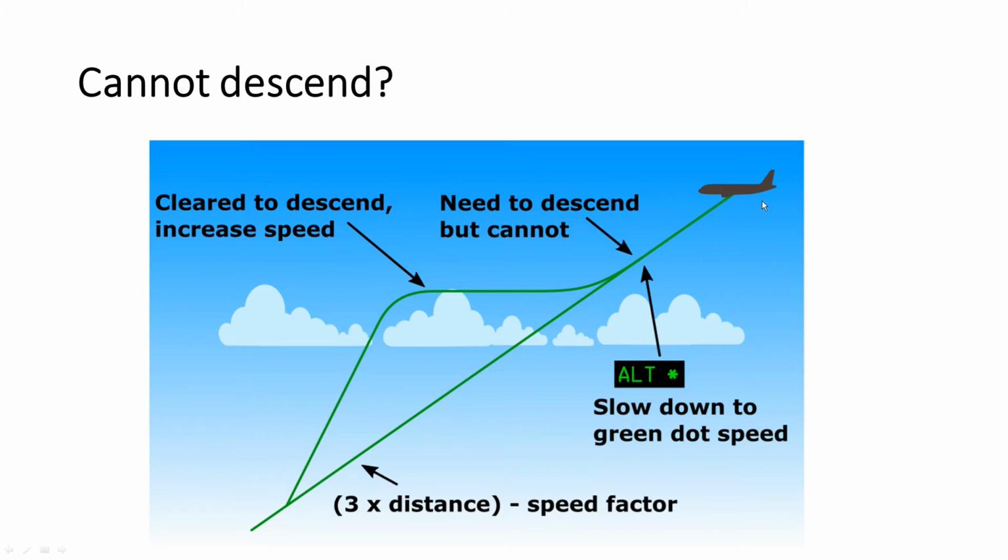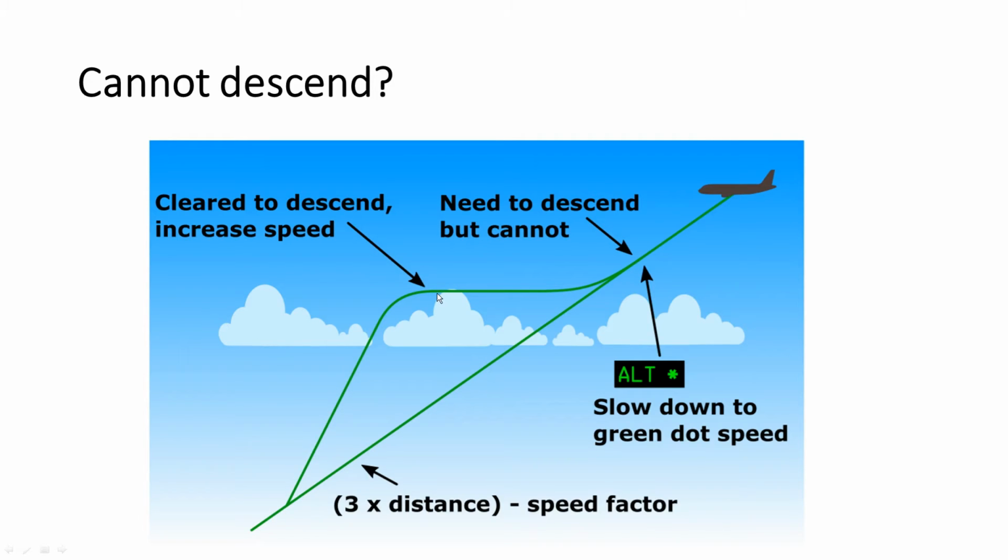Here's another picture. So here you're flying on profile. Once you go in ALT STAR, then that means that you need to descend, but you can't. And it could be several reasons for that: an ATC restriction because there's traffic below, or maybe it's just a STAR restriction, or usually because of terrain below, whatever the case might be. You need to descend, but you can't. You need to start slowing down right when it goes into ALT STAR. You should start to reduce your speed.